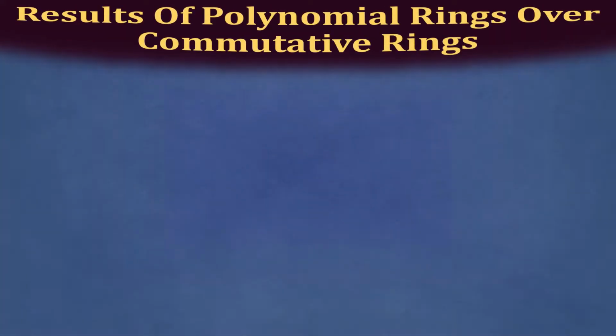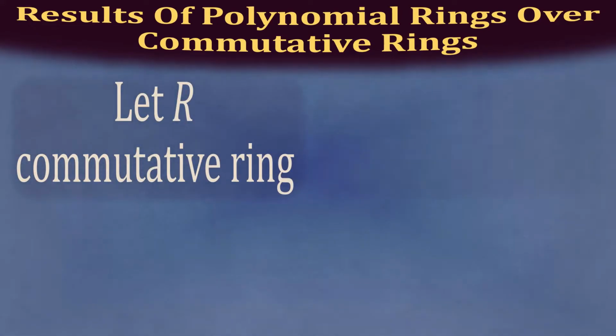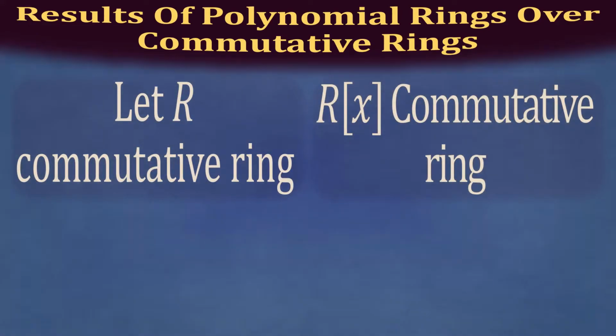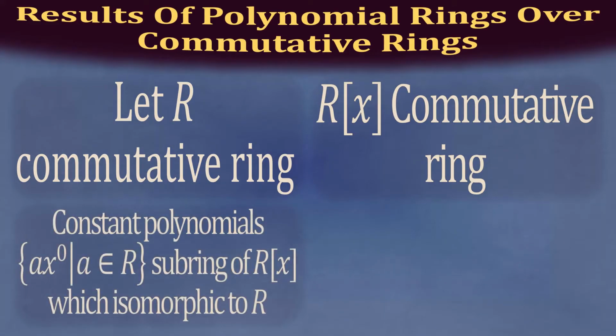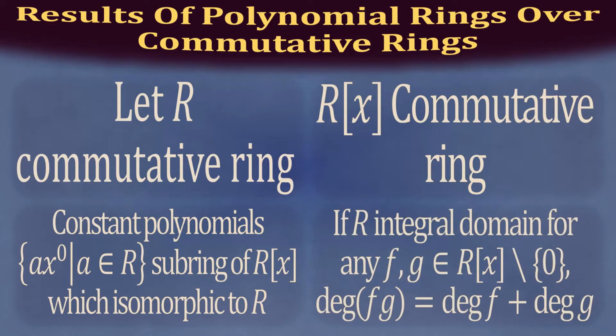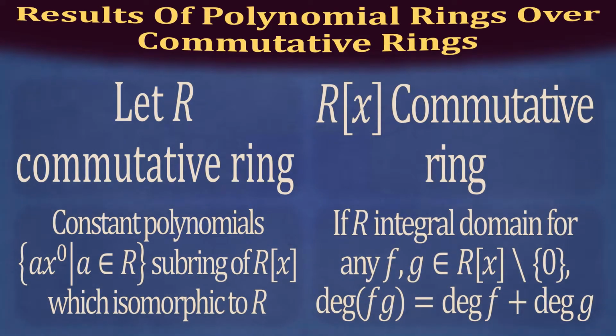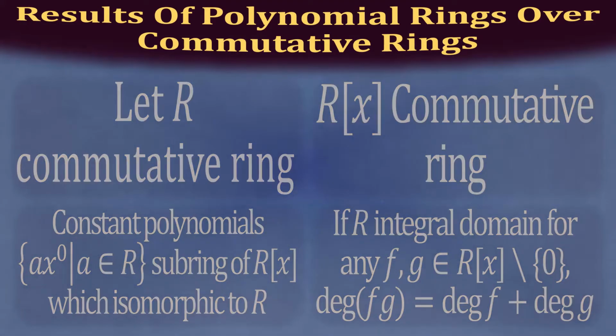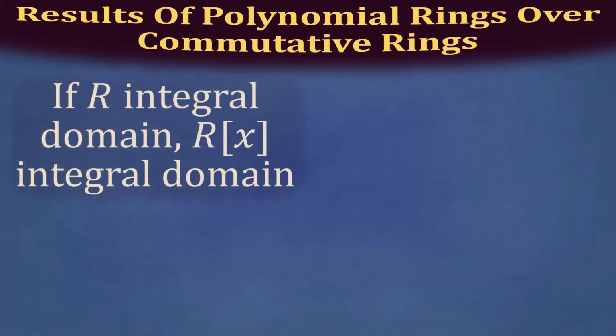Now, let's discuss results of polynomial rings over commutative rings. Let R be a commutative ring, then R adjoin x is also a commutative ring. Also, the set of constant polynomials a times x to the naught, where a is in R, is a subring of R adjoin x, which is isomorphic to R. If R is an integral domain, then for any f and g in R adjoin x without 0, we have that the degree of fg is equal to the degree of f plus the degree of g. If R is an integral domain, then R adjoin x is also an integral domain.